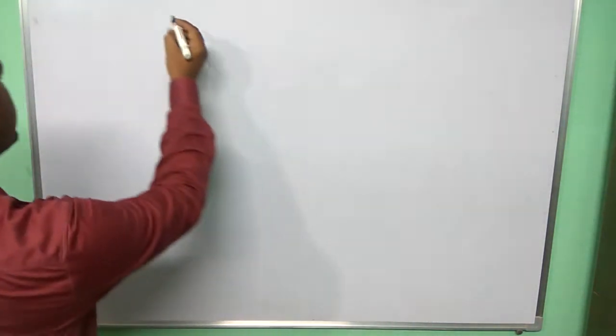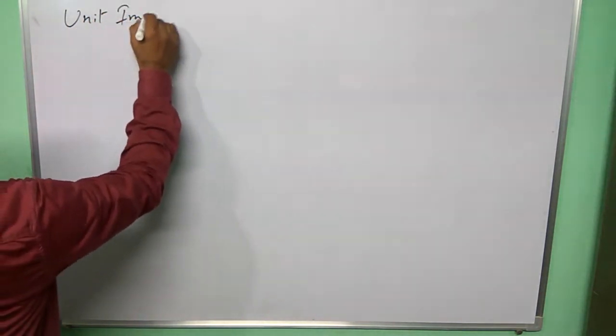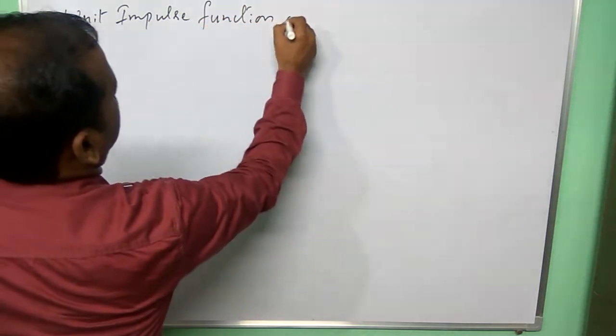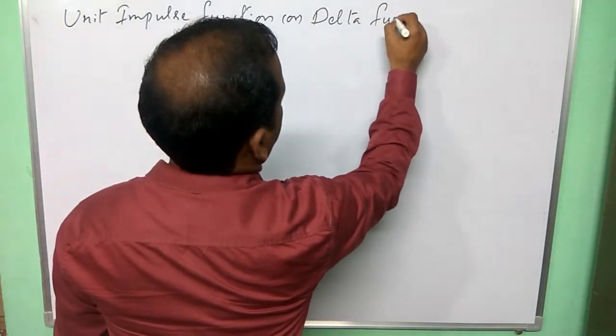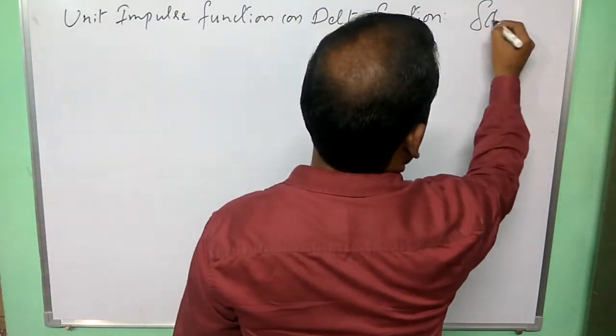Good morning, students. Now let us find the Laplace transform of the unit impulse function or delta function. In this video, we are going to calculate the unit impulse function or delta function Laplace transform. It is represented with the symbol del of t.